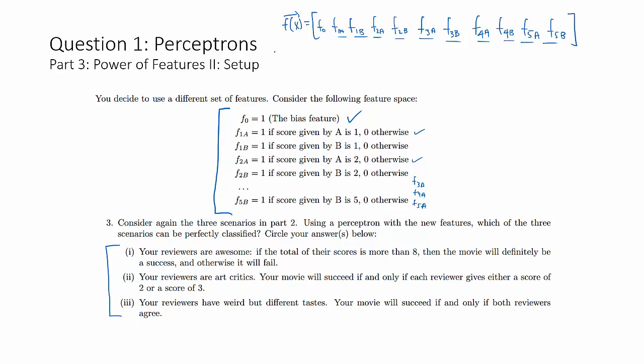So for example, if we had critic A that gave a score of 3 and critic B that gave a score of 3, how would the feature vector look like? Well, it should look something like this. Alright, so the features that are on are the bias feature, the indicator feature that the score given by A was 3, and the indicator feature that the score given by B was 3. So keep that in mind. All of these features will only ever have 3 terms on at the same time.